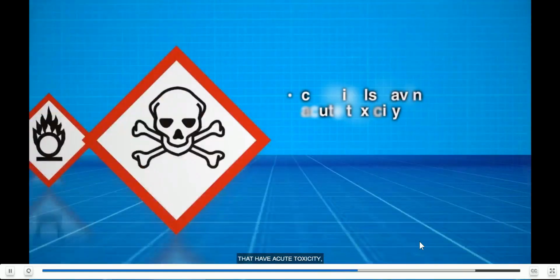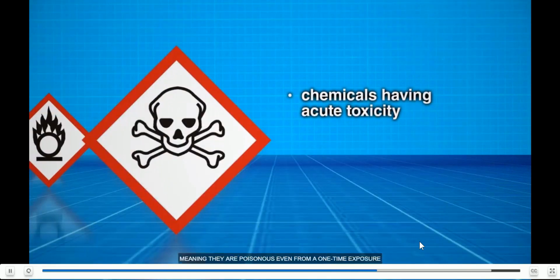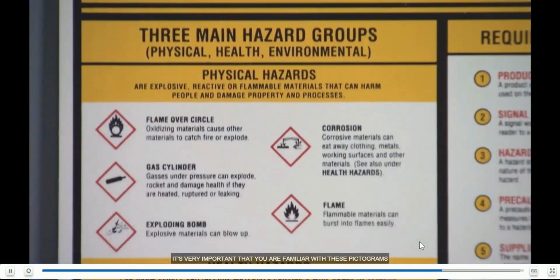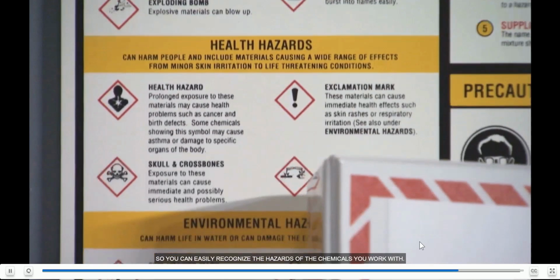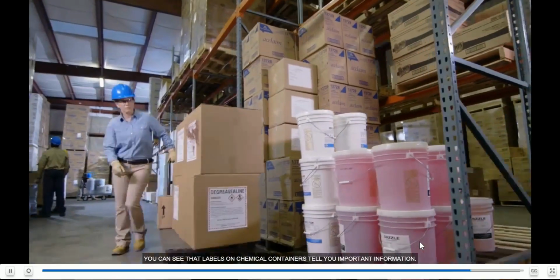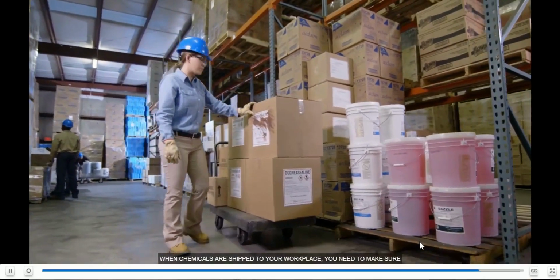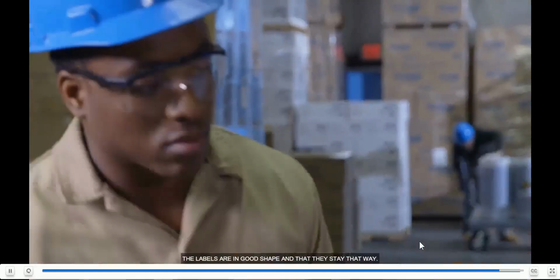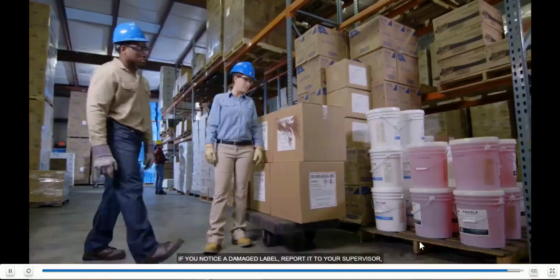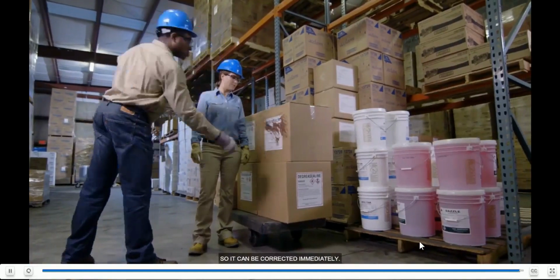The skull and crossbones pictogram applies to chemicals that have acute toxicity, meaning that they're poisonous even from a one-time exposure or from multiple exposures in a short period of time, usually 24 hours or less. It's very important that you're familiar with these pictograms so you can easily recognize the hazards of the chemicals you work with. You can see that labels on chemical containers tell you important information. When chemicals are shipped to your workplace, you need to make sure that labels are in good shape and they stay that way. If you notice a damaged label, report it to your supervisor so it can be corrected immediately.